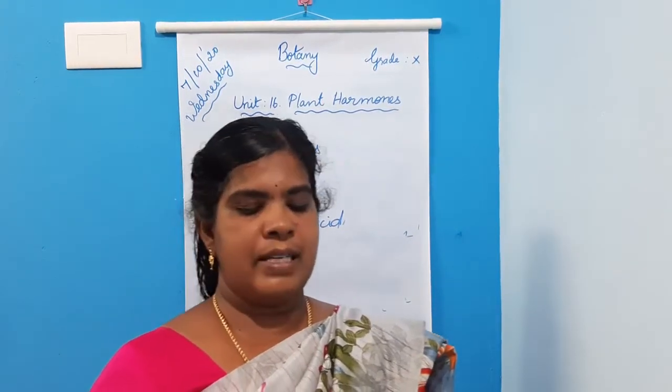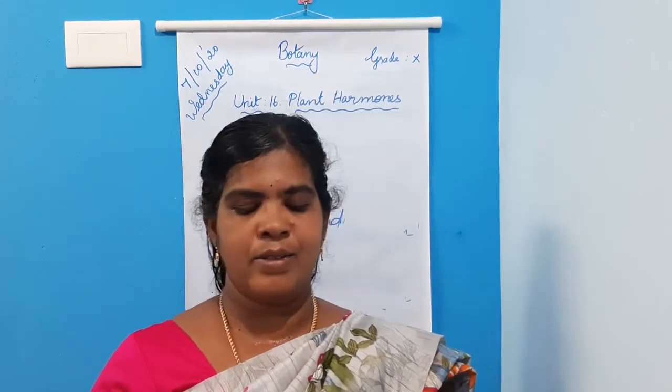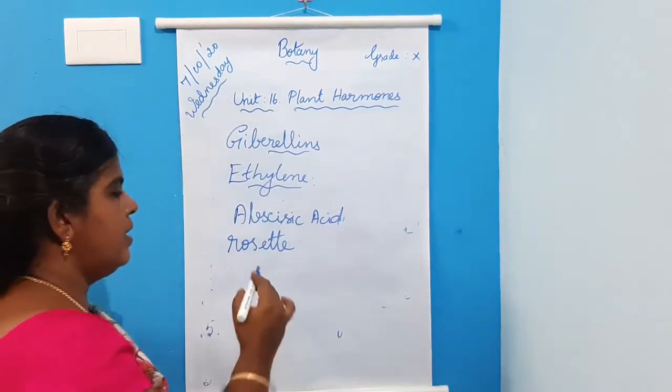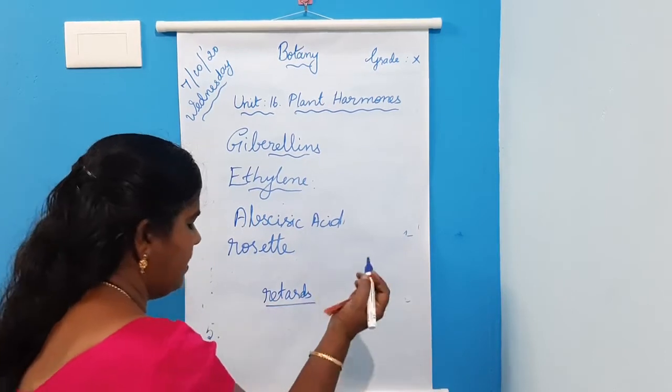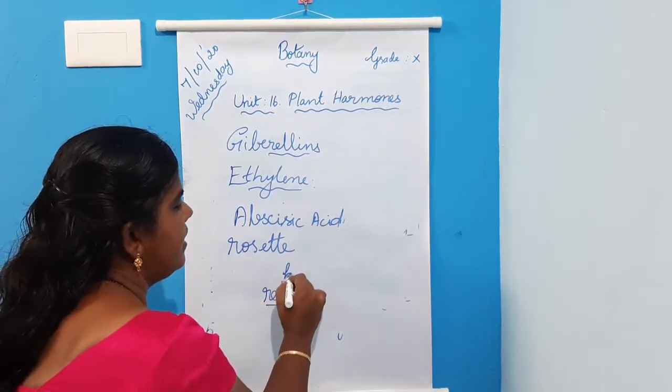Third one: ethylene retards senescence of leaves, flowers and fruits. It is false. The given statement is false. So you have to underline the term retards and write hastens.